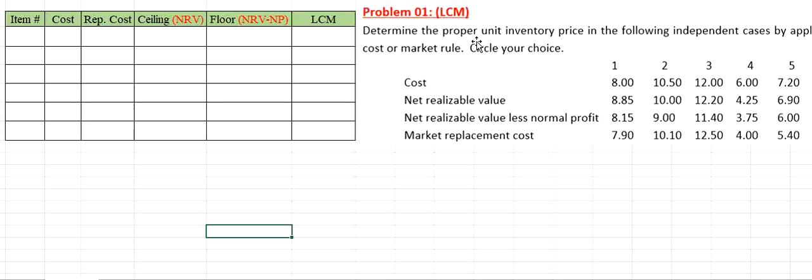It's a basic numerical, and the numerical is based on the assumption that you do have a basic understanding of what we mean by cost, which is the purchase price of the inventory item; replacement cost, that's the current market value of it; ceiling and how to calculate that, the net realizable value, which is selling price minus the selling expense, or what you say sales commission, other things. Okay, floor is net realizable value minus normal profit, and LCM. So you do have a basic understanding of that.